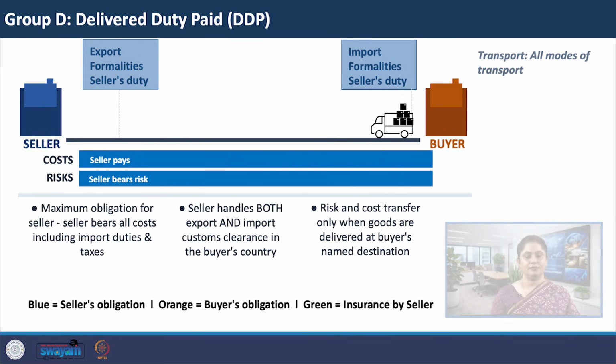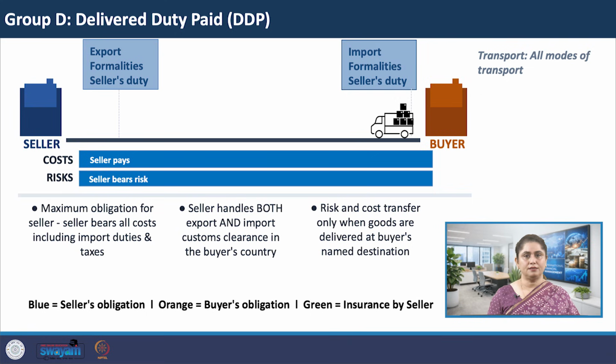Now the next is delivered duty paid. This is the pinnacle of the seller's obligation. We can call it maximum seller obligation, and it truly is. So if we look at the diagram, the cost and the risk bars are entirely blue, no orange at all. This means that the seller bears all cost and all risk for the entire journey from factory to the buyer's destination. Notice all the import formalities box is also now blue.